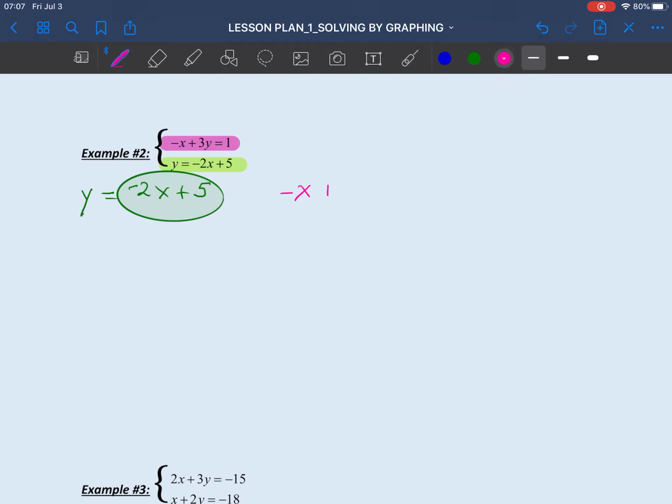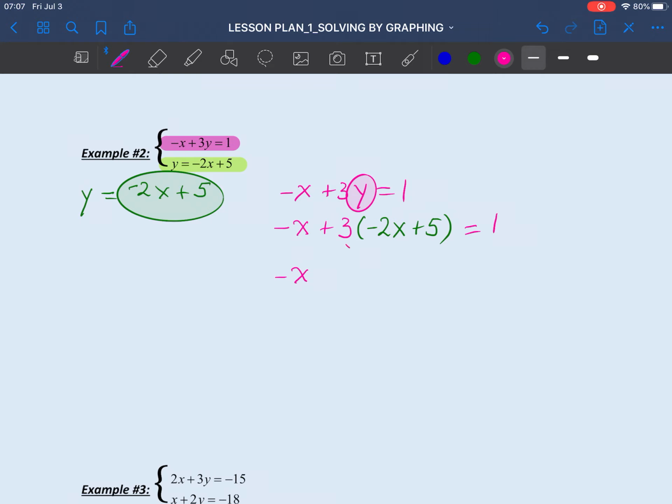So here we go, -x plus 3y equals 1. I like to write the equation as is first. -x plus 3, so instead of this y here, we are going to write -2x plus 5, because that's what another name for y is in our case. And we'll have -2x plus 5 right here equals 1. See how we ended up with a linear equation? All we have to do is solve for it.